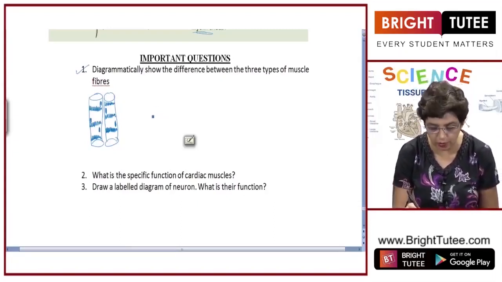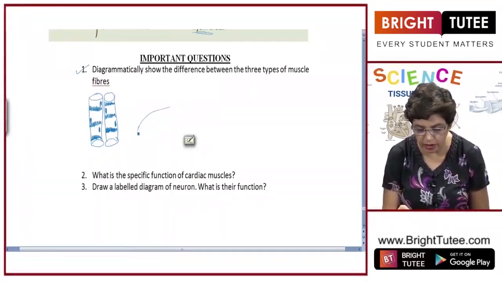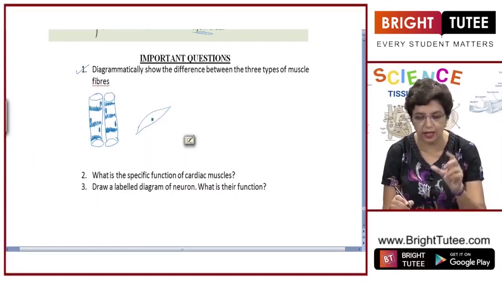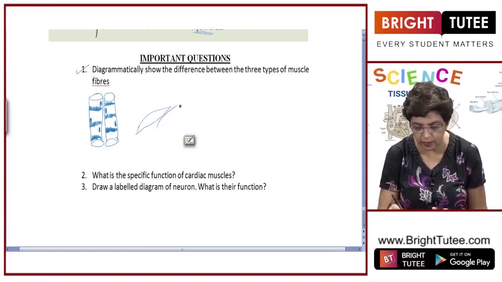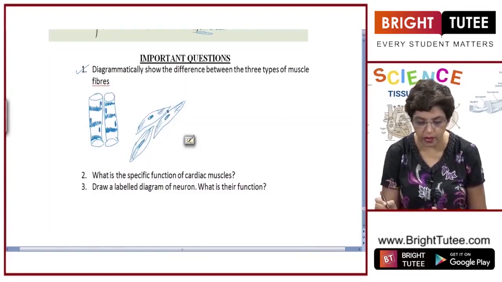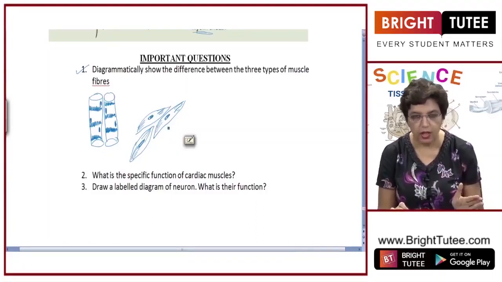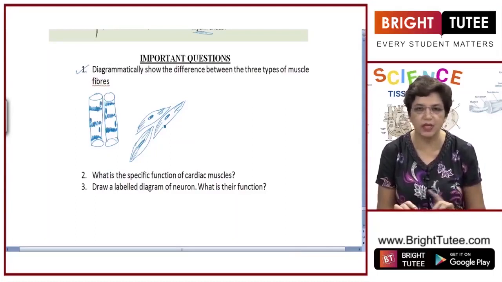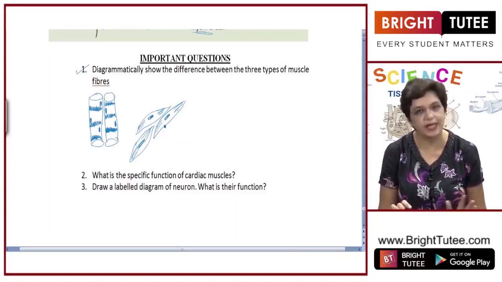The next is the smooth muscles. Smooth muscles are spindle shaped with tapering centrally. In the center they are thick but taper at both the ends like this. Alright, there is one central nucleus and the myofibrils are longitudinal. They do not show dark and light bands. So they are spindle shaped, uninucleated, with longitudinal myofibrils. They are unstriated, that means they do not have dark and light bands.